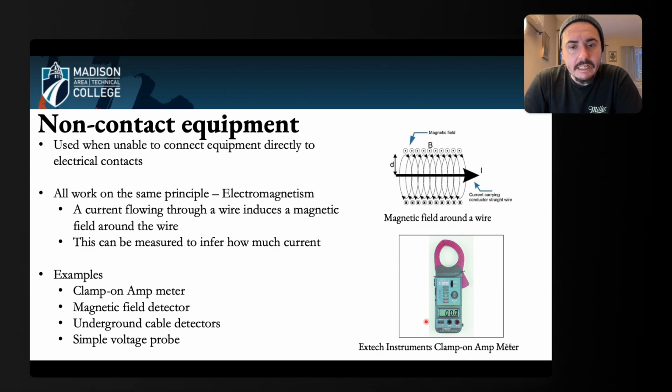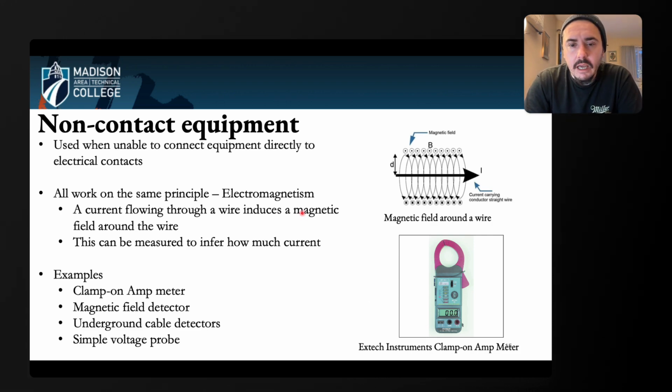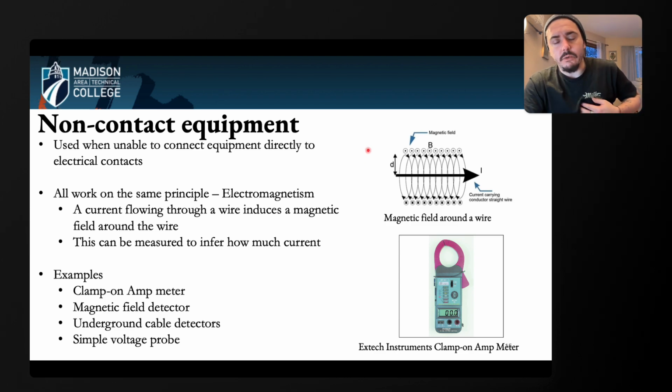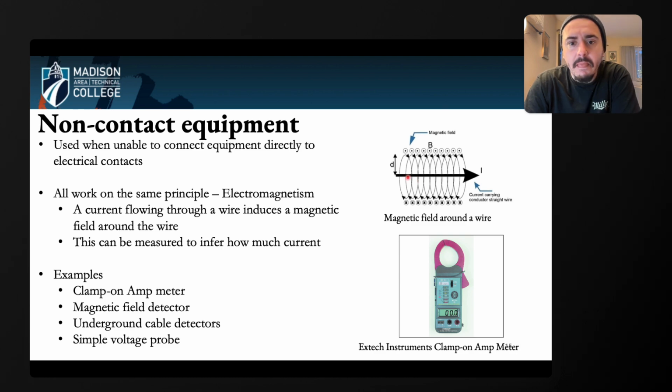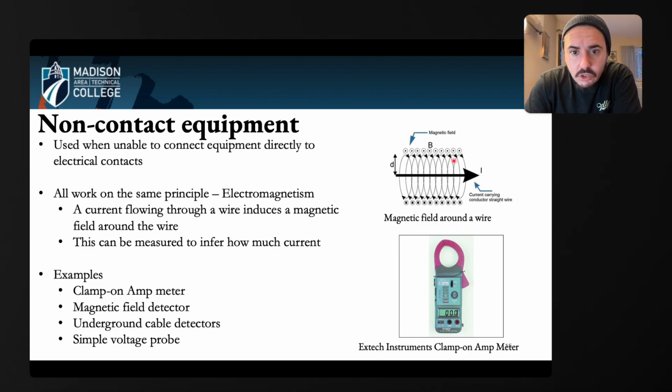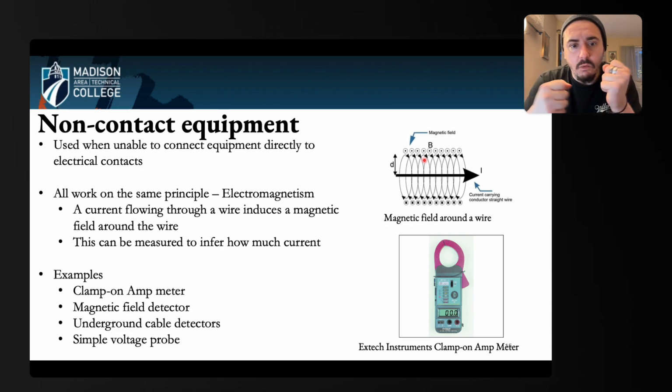All right, so then non-contact equipment. This is used when you cannot connect directly to electrical contacts. And these all work the same way. Like I said, electricity and magnetism are actually the same thing, electromagnetism. In reality, how this works is when I pass a current through a wire, this black arrow is a wire, and particles flow through, it generates a magnetic field around that wire. That's shown here as these circles and labeled as B. But basically, electricity and magnetism are one and the same.